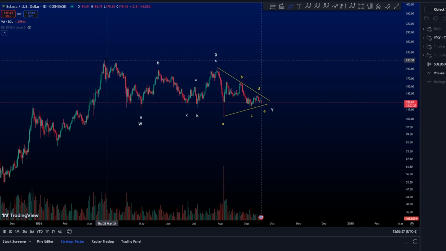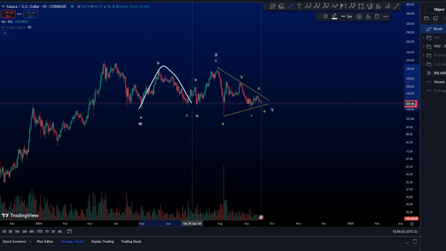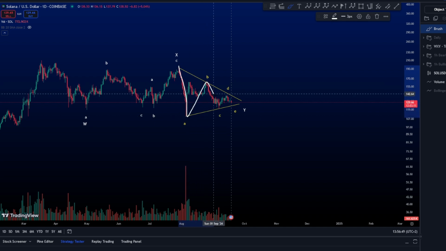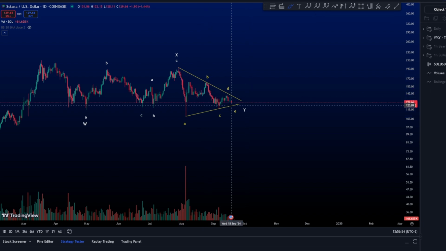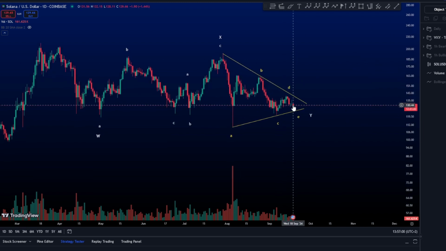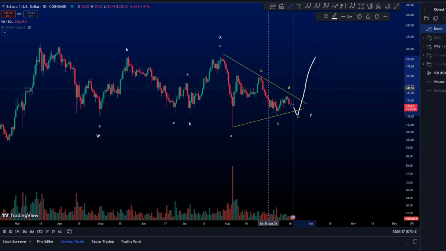However, we are looking here for a small WXY, and then we are looking here as well to a regular flat, and finally for a wave Y, we are looking to a triangle formation, an ABCDE. Now, if we look closer inside this triangle, we can see that we are very, very close to ending this triangle, right? I mentioned that the wave E normally is very, very tricky. It can even fake out this trend and then pull out again very massively and explosively towards the upside.